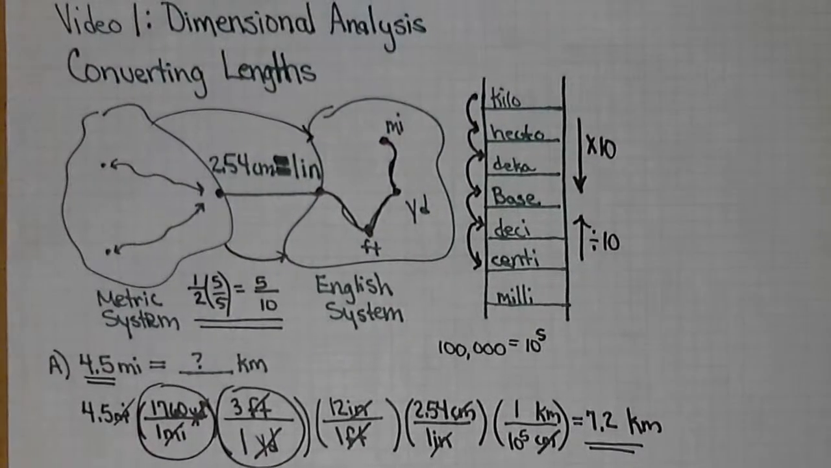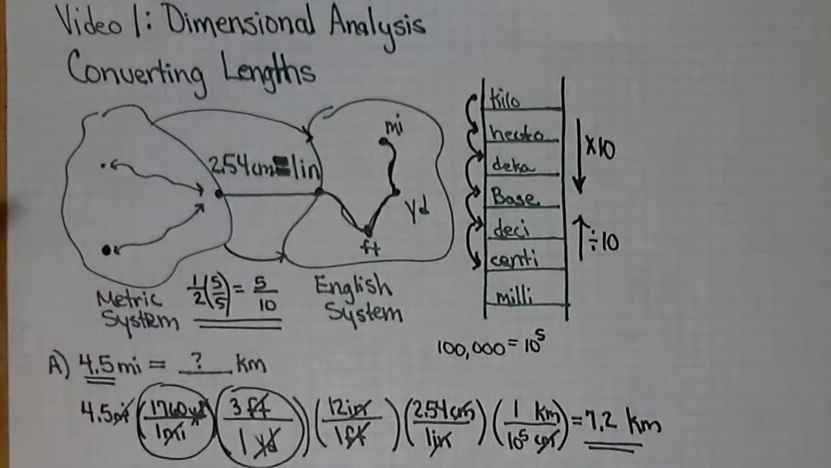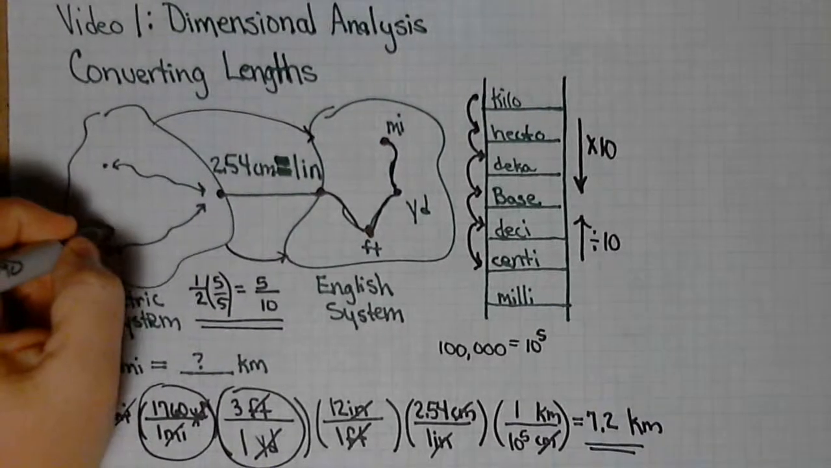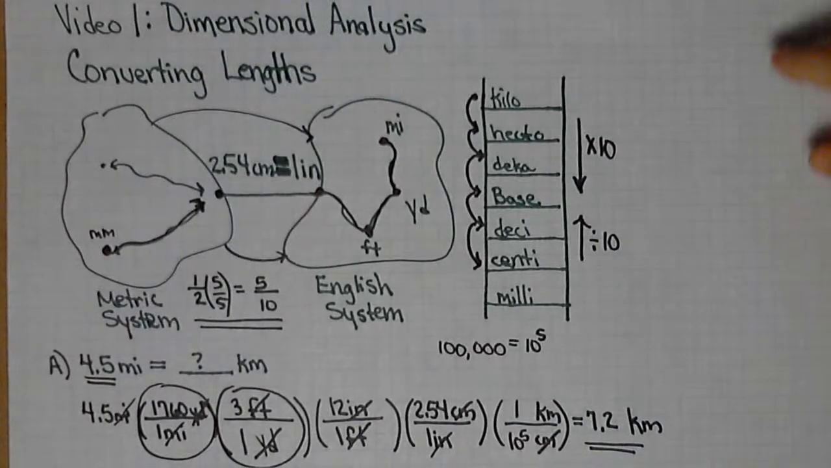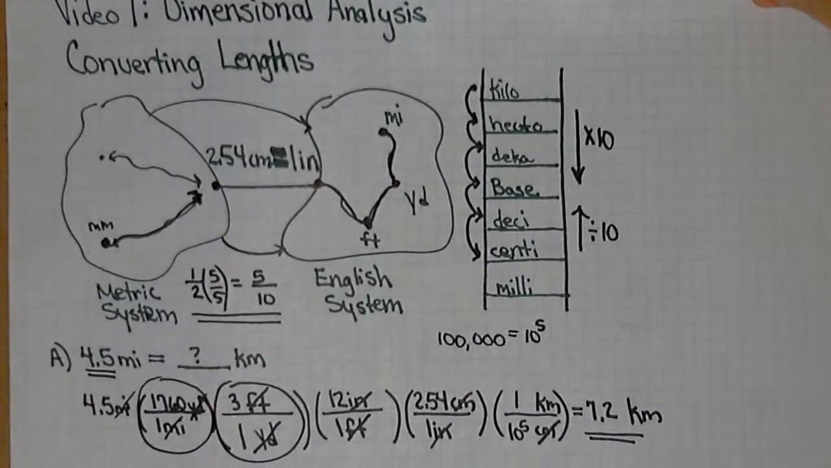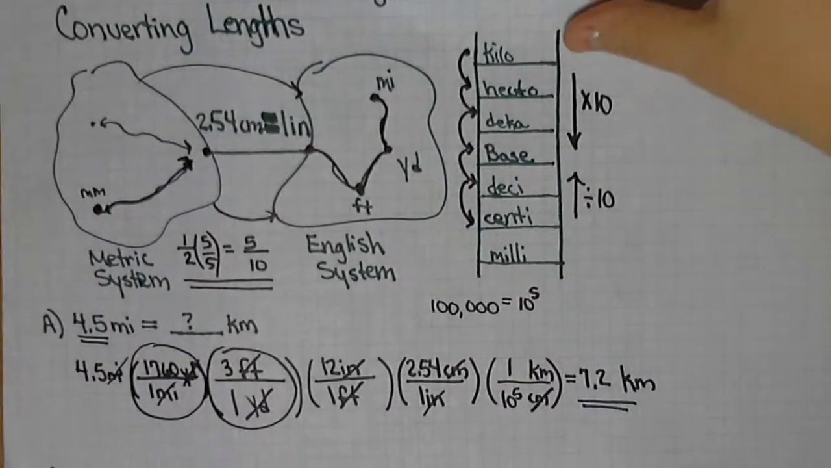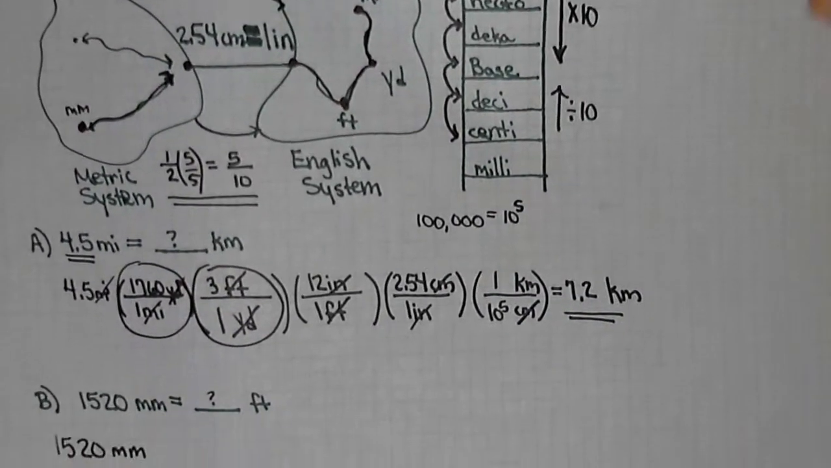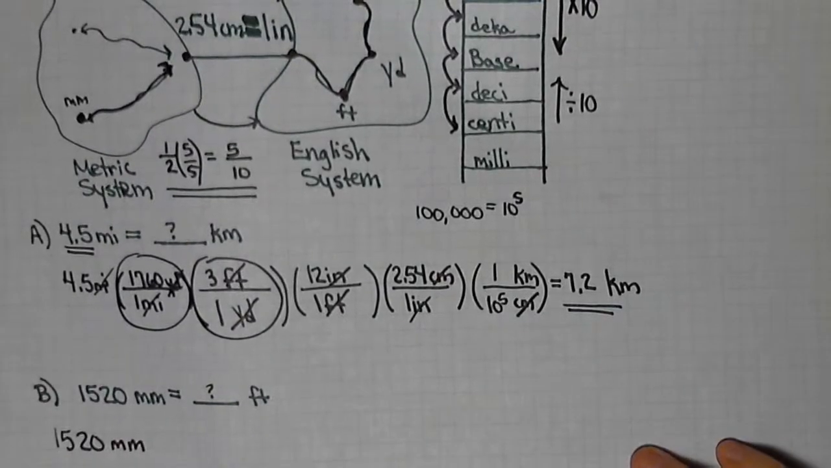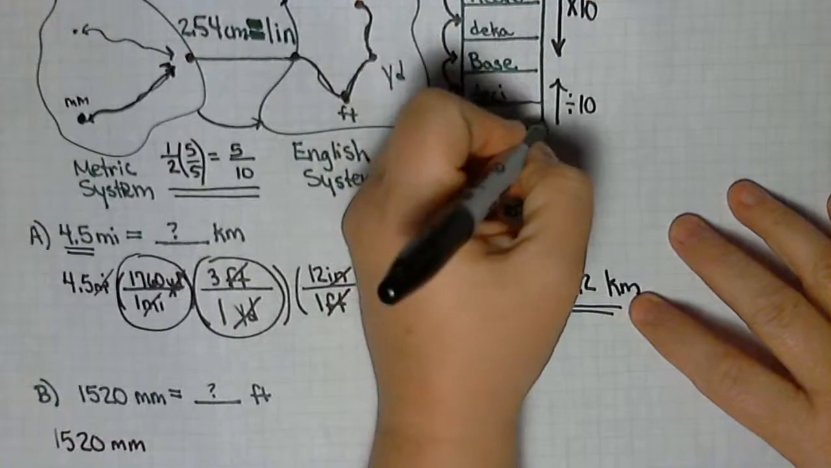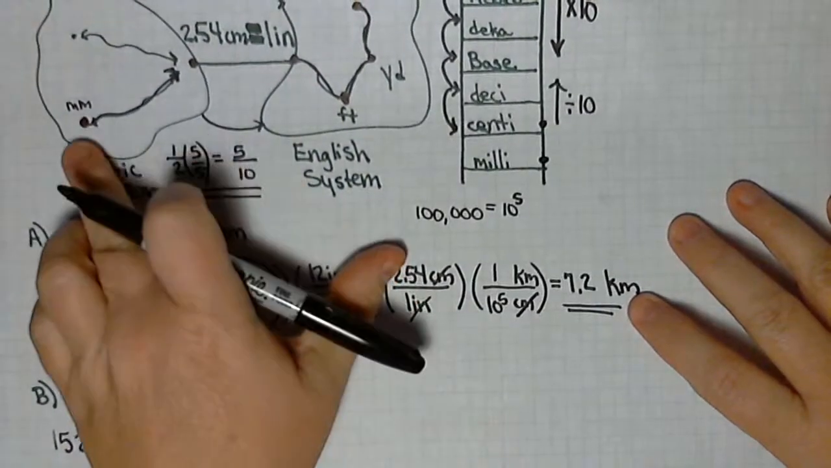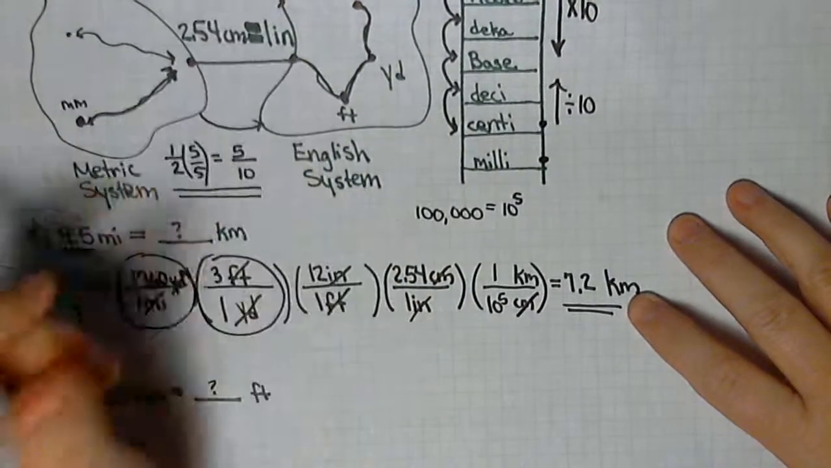So I need to move from metric island, in this case millimeters. Using my ladder, I'm going to drive over until I get to the bridge, which is centimeters. Then, once I cross the bridge, I'll be concerned with more conversion factors. So if I have 1,520 millimeters, the relevant portion of the ladder this time is milli and centi, because I need to move from millimeters over to centimeters.